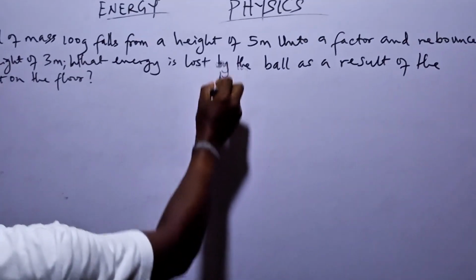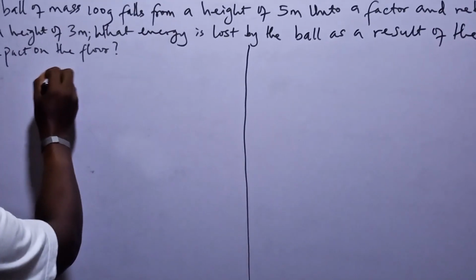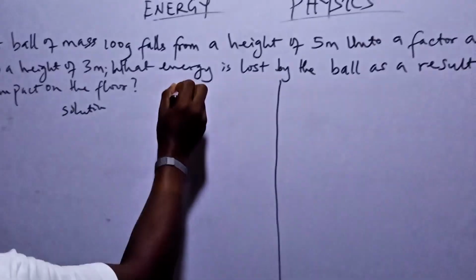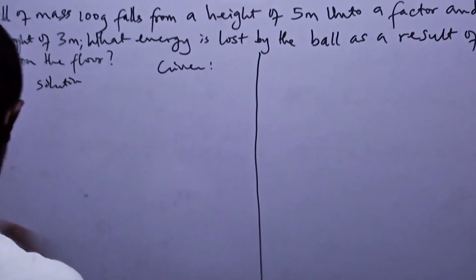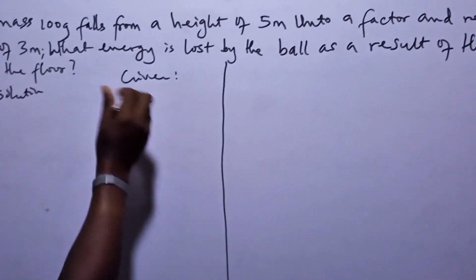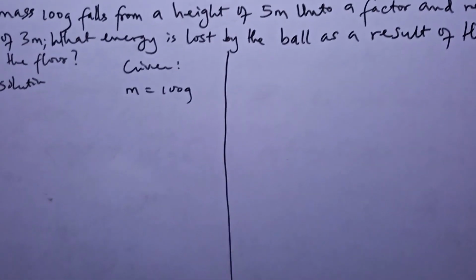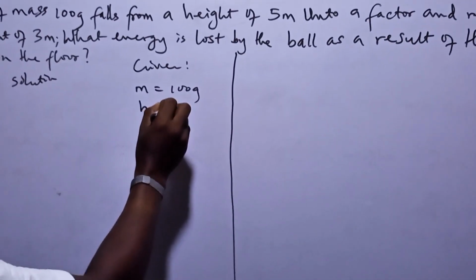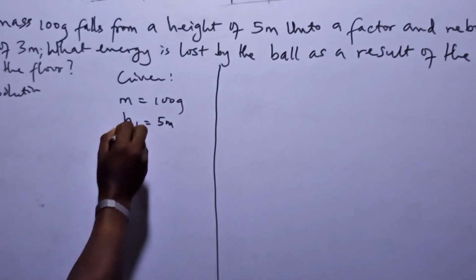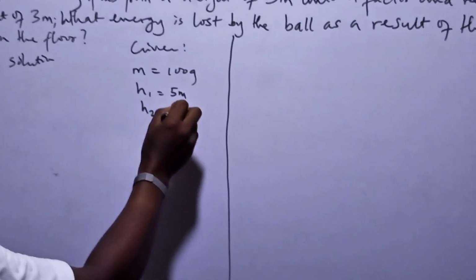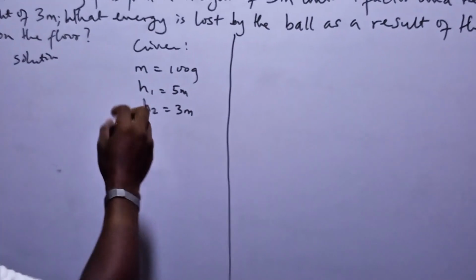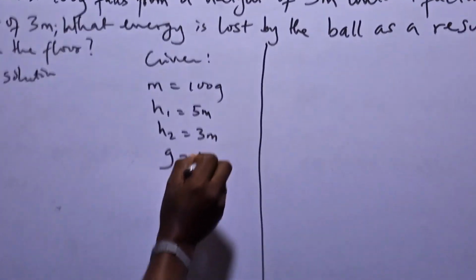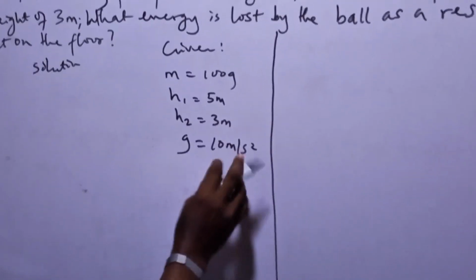As usual, solution. Let's see what we are given. We have here the mass to be 100 gram, and there are two heights here. H1 equals 5 meter, H2 equals 3 meter. Sometimes these are the kind of questions that confuse students, but it's simple. And the acceleration due to gravity g is usually 10 meter per second square.